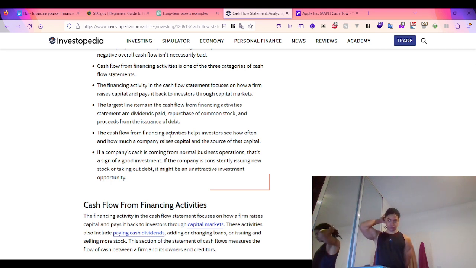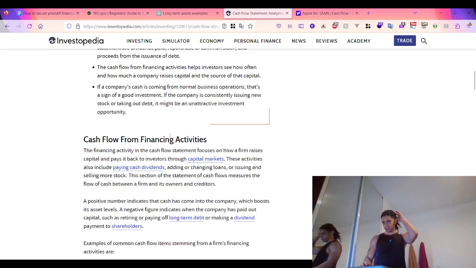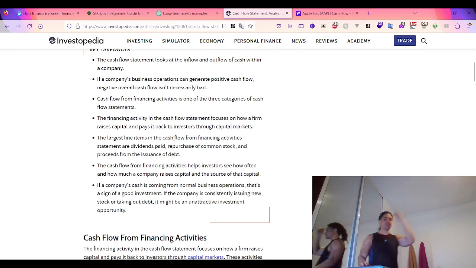The cash flow from financing activity helps investors see how often and how much a company raised capital and the source of that capital. So the financing activity in the cash flow statement focuses on how a firm raised capital and paid back to investors through capital markets. So this is the TLDR of this.